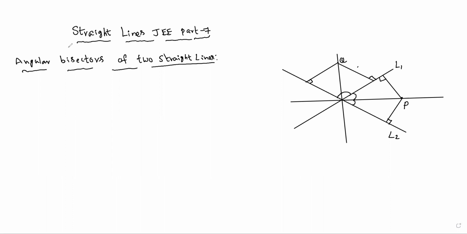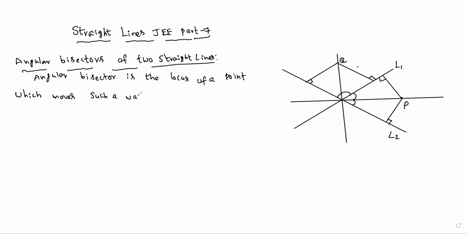Now the actual definition, clearly: the angular bisector is the locus of a point which moves in such a way that its distances from two intersecting lines remain the same.